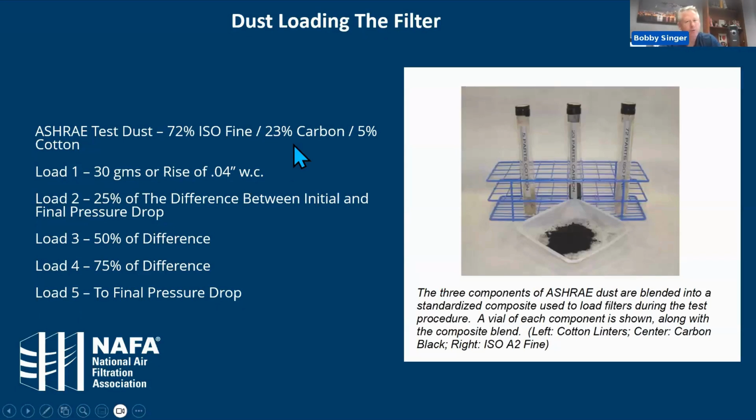The process of the test, we would run the initial efficiency, as I mentioned before, on the clean filter. Then we're going to load dust. We're loading dust basically to mimic the life of the filter. So our initial load is going to be 30 grams of dust or a rise of 0.04 inches of water column. Then we run an efficiency measurement, a particle removal efficiency measurement. The load 2, our second loading, we're going to load to 25% of the difference between the initial pressure drop and the final pressure drop.